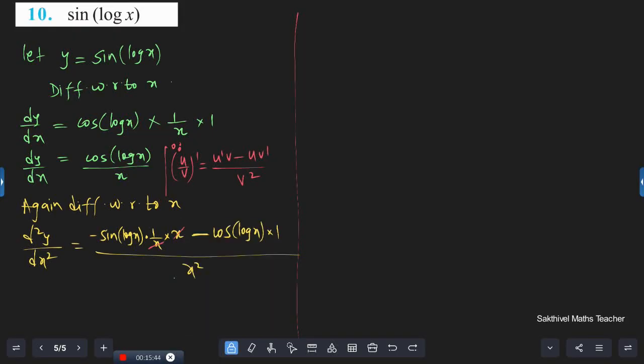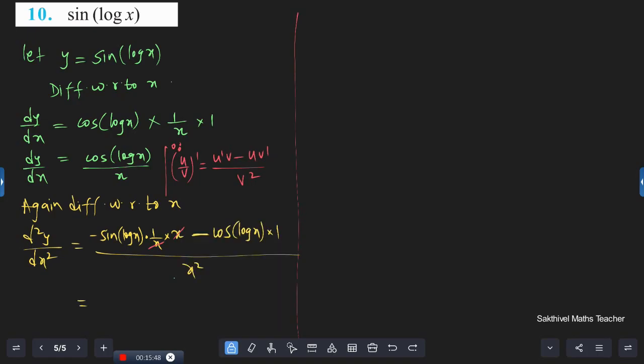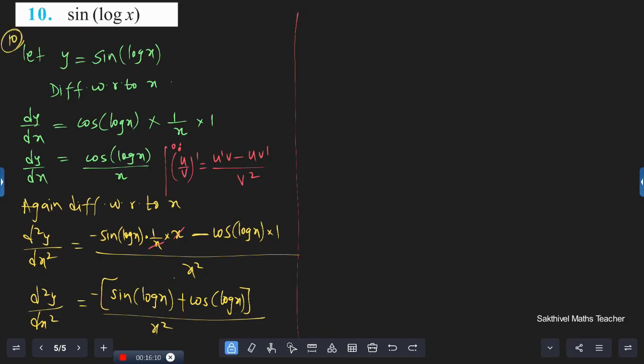Denominator x, numerator x we cancelled. In both places we have a minus common. You can take it outside. If you take minus outside, what can we mention? Sine of log x plus cos of log x whole divided by x square. That's it. So this is our required derivative for question number 10. Question number 10 answer over.